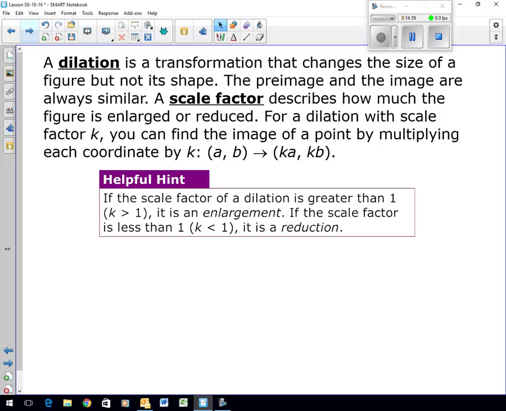Right? This is the notation that you're going to see. Points A, B, and then you'll apply a scale factor by multiplying the scale factor by each coordinate point. Okay? Multiply your scale factor by each coordinate point. Right?